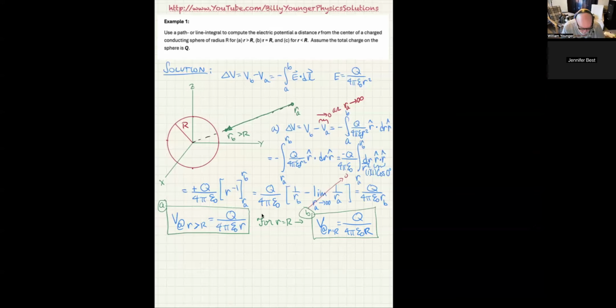Now we have to deal with R less than big R. So for R less than big R, we recall that E equals zero inside a conductor in electrostatics. That's what we're studying right now, is electrostatics.